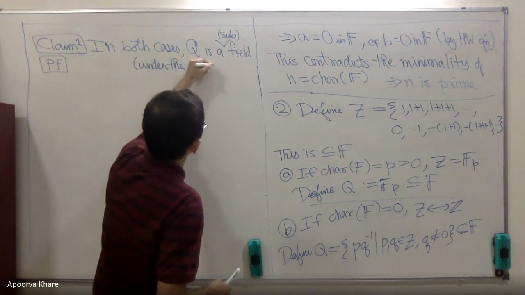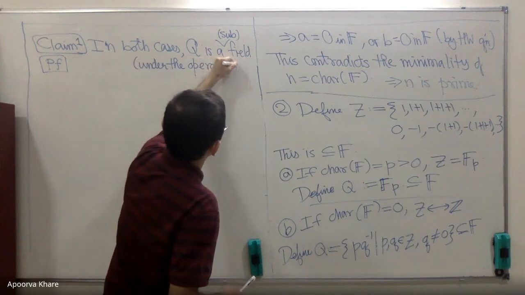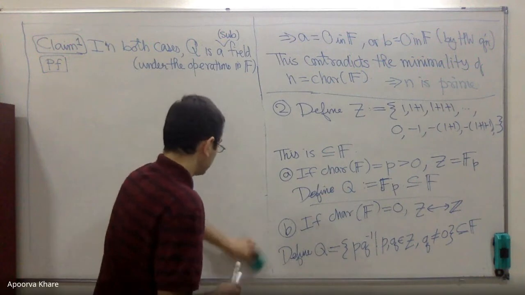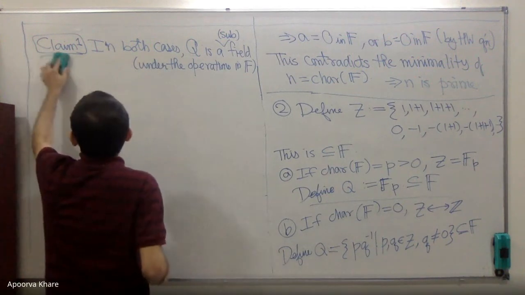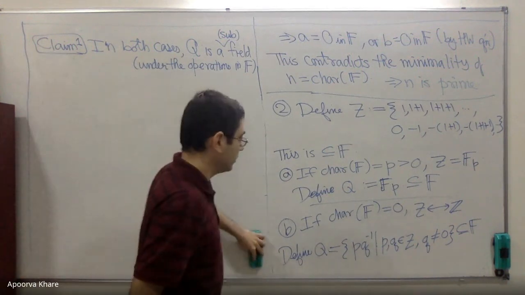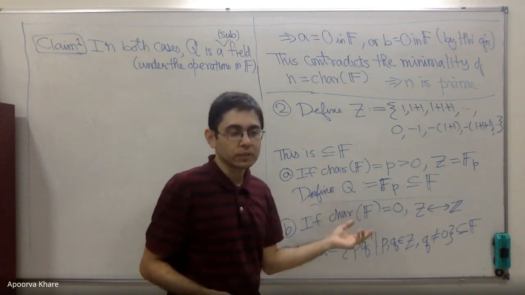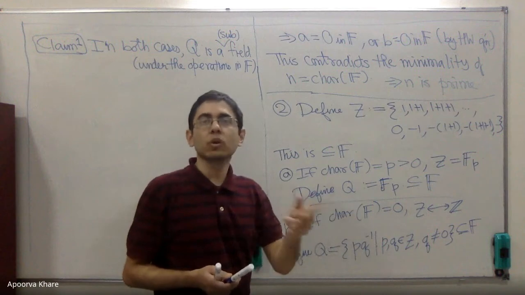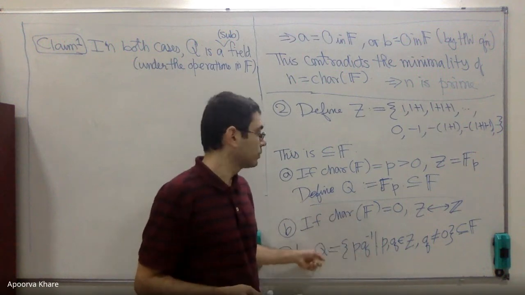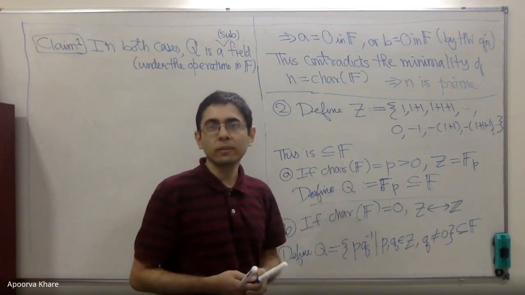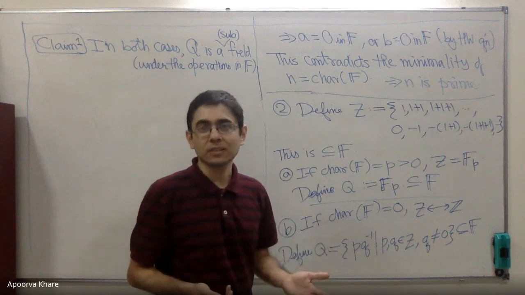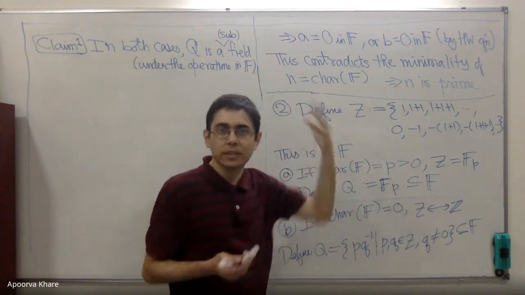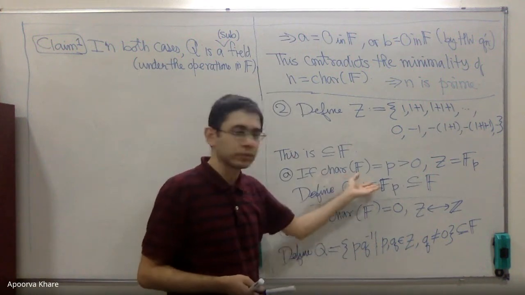Under the operations in F. How do you prove that? To prove that, all you have to check is, is addition commutative? Suppose I take two elements from this subset Q, Q1 and Q2. Is Q1 plus Q2 equal to Q2 plus Q1? It obviously is, because these are elements in the bigger field, and in the bigger field the same operation is commutative. So of course it's commutative.